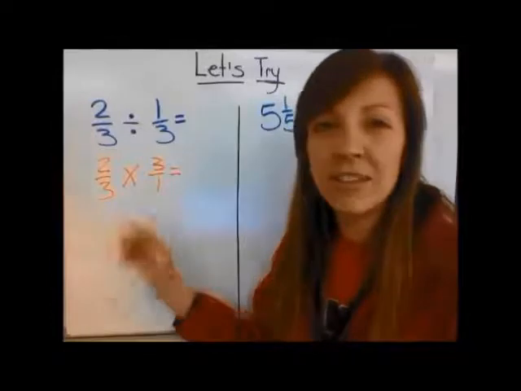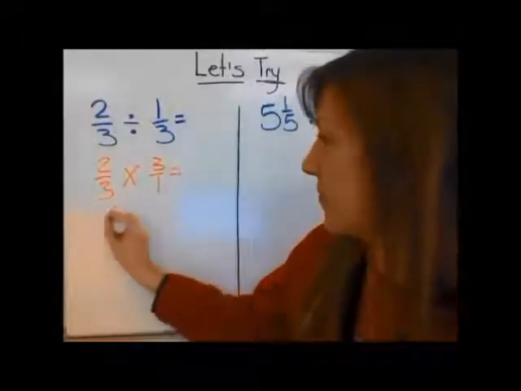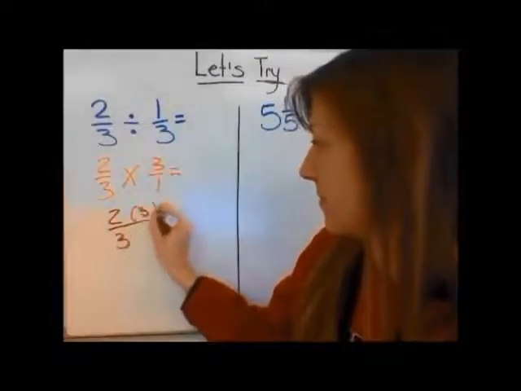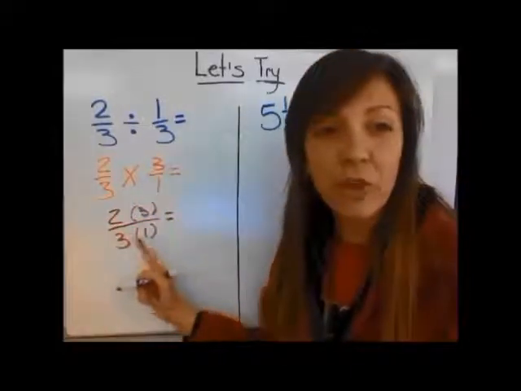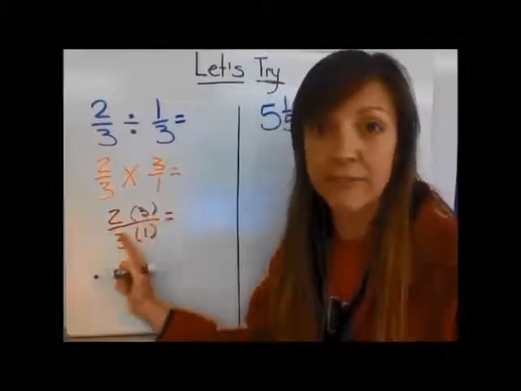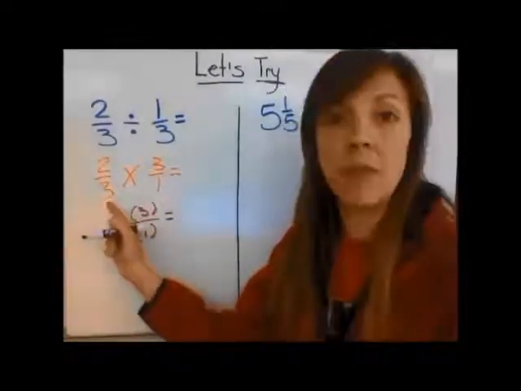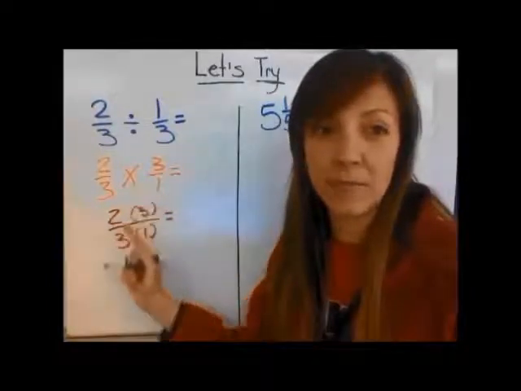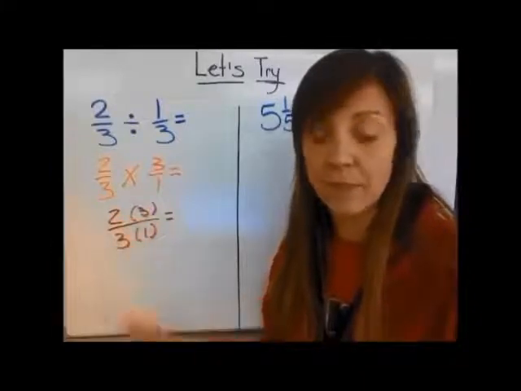Now, I want you to see 2/3 times 3/1 written in a different way. Two times 3 on the top of a fraction line and 3 times 1 on the bottom is the same as 2/3 times 3/1, written with the multiplication sign right in between them. Because this means multiply and this means multiply.